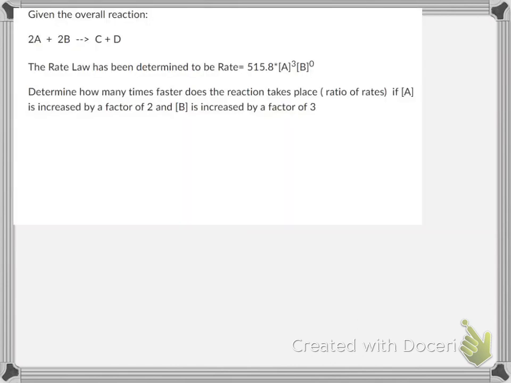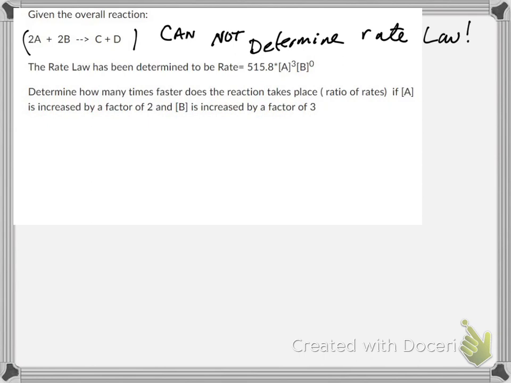Here in this problem, you're given the rate law. So we're given an overall reaction, and we're given the rate law. Just keep in mind, if you're given an overall reaction, this cannot be used to determine the rate law. Just because you have the overall reaction, you need elementary steps. Here we don't have elementary steps, but we're given the rate law. And so now the question is, how many times faster if we change the concentrations?